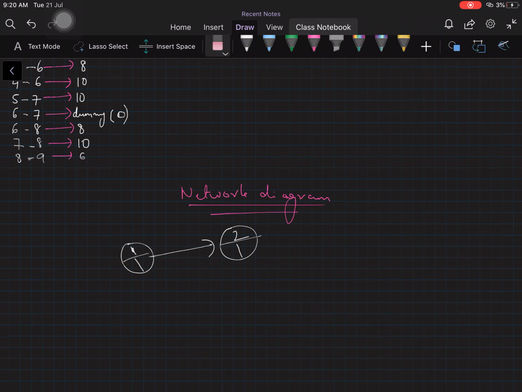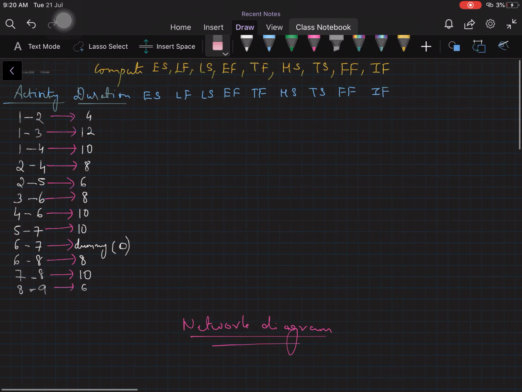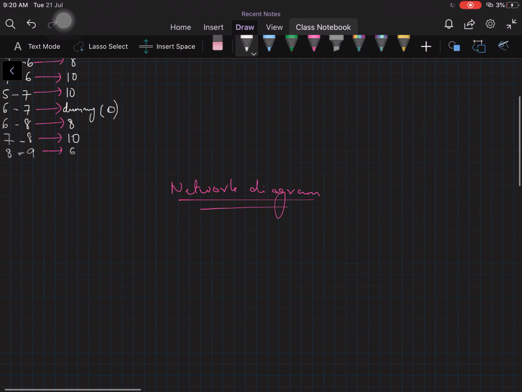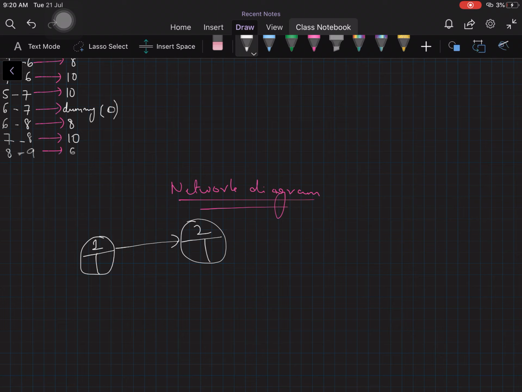Okay, so let's begin from the first activity. Let's go to the data. 1 to 2 is an activity, as you can see in the data. Now let's represent 1 to 2. I'll start from here. Let me use a bigger circle so that it will be easy for us to fill the portions later. So this is event number 1, and 1 to 2 is an activity, so I'm writing 1 to 2.